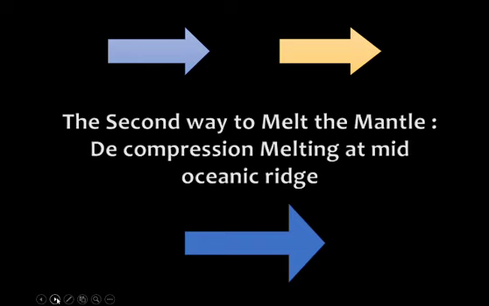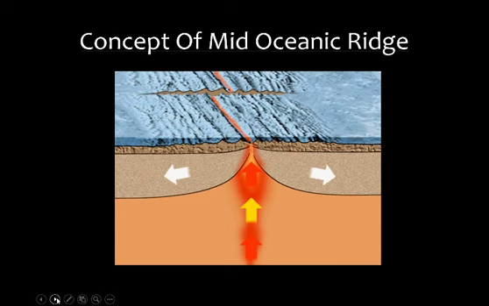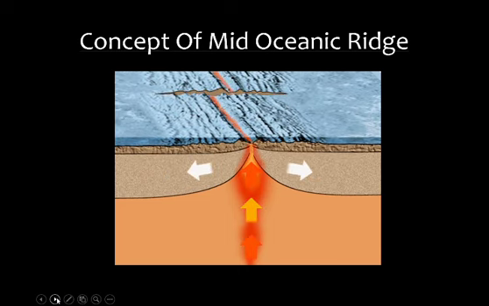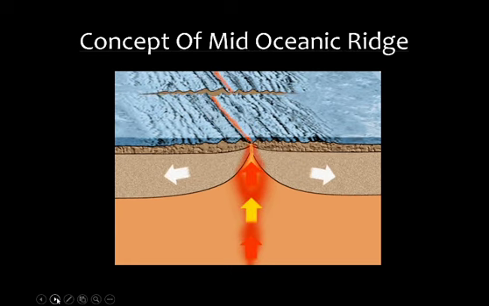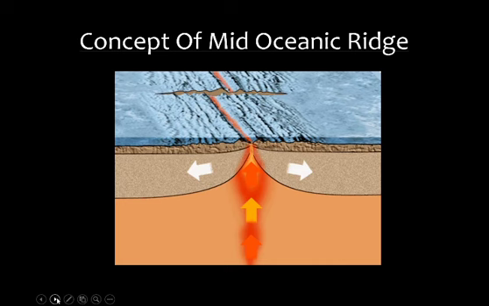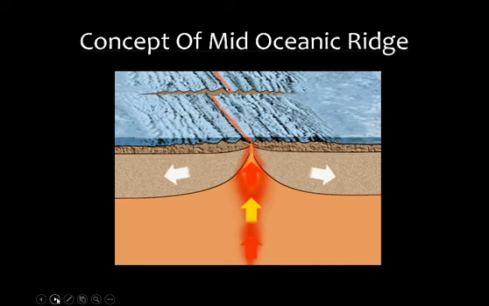So now the second way to melt the mantle is decompression melting at a mid-oceanic ridge. So what is a mid-oceanic ridge? A mid-oceanic ridge is where two oceanic plates are separating from each other and creating a void space, and in that void space the underlying magma comes up, creating new oceanic crust.